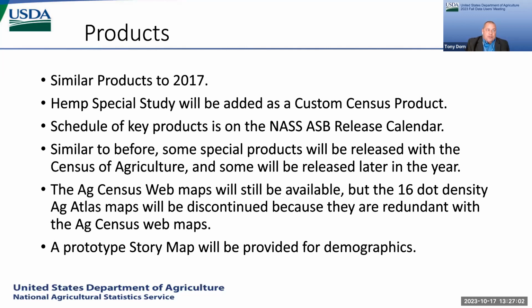And similar to before, some of the special products will be released with the Census of Agriculture, and others will be released later in the year. There are so many products, we can't release everything on one day, and plus that gives another day for more highlights and people to be able to spotlight that data. In addition, the Ag Census web maps will be available like they were before, but the 16 dot density Ag Atlas maps will be discontinued because they're redundant and already shown on the other Ag Census web maps.